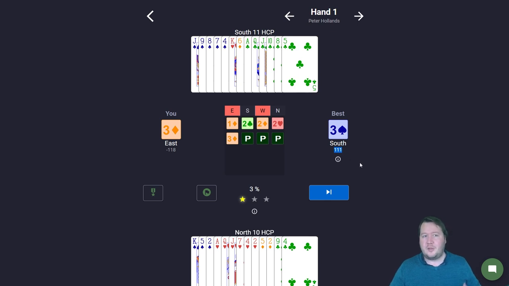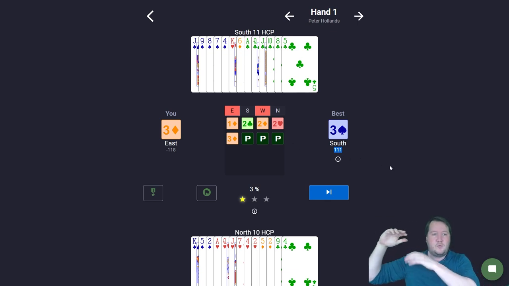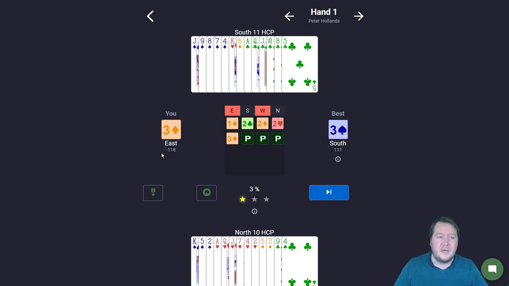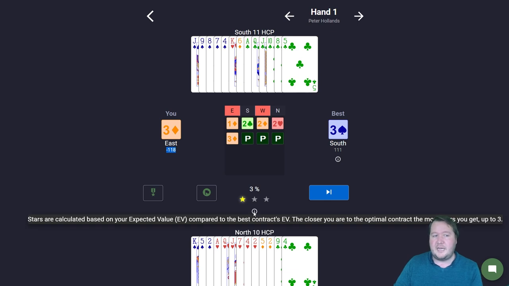So it says 111, which would mean that, you know, most of the time that you'd be making three spades, but some of the time you'd be going down. So it's balancing that plus 140 with that minus 50 sort of score. Whereas here, our minus 118 means most of the time the opponents are making three diamonds. Some of the times they're making four diamonds there as well. So it highlights what the best we could do is, and then it also gives us a star rating. And basically this is just a comparison of our expected value to what the best expected value is.